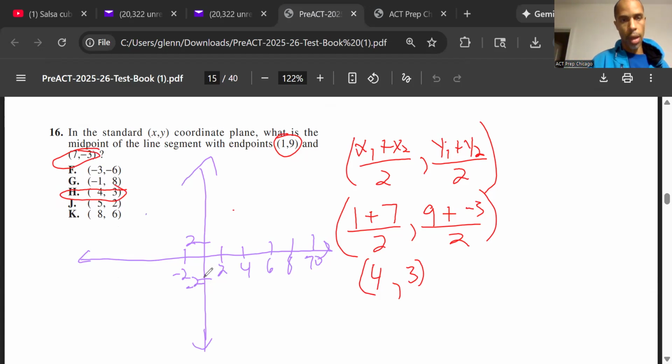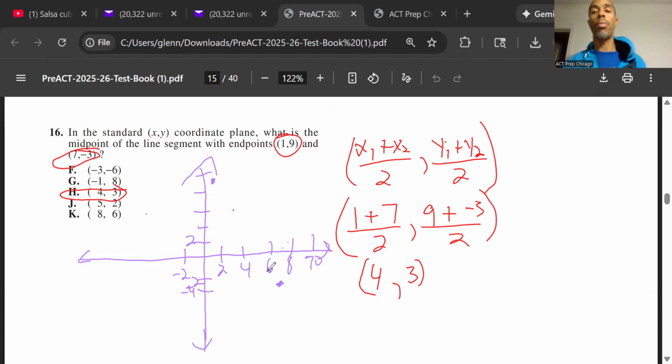As I'm doing that, I have the midpoint of the line segment with endpoints 1, 9. So I'm going to graph 1, 9. So I go over 1, then 2, 4, 6, 8, 10. So I go to the right one and up 9. So this is going to be 1, 9. And then I'm going to graph 7, -3. So I go 2, 4, 6. 7 is going to be between 6 and 8. And I'm at -3, which would be in between -2 and -4. So I got there, and that's about where I am.